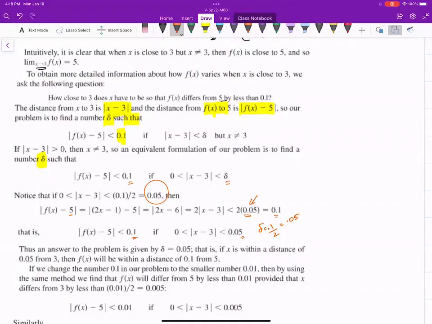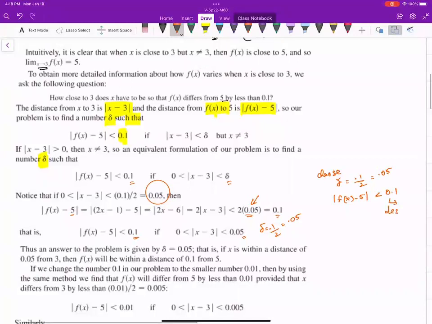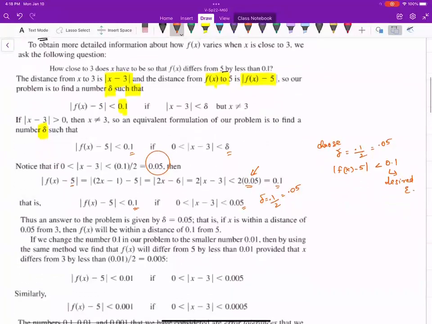So if you choose delta, which is the difference between x and 3, to be equal to 0.1 over 2, which is 0.05, then the difference between f of x and 5 becomes less than the desired epsilon.